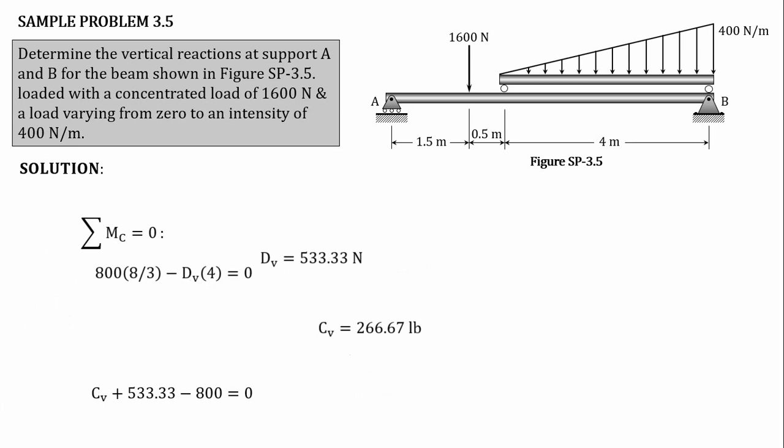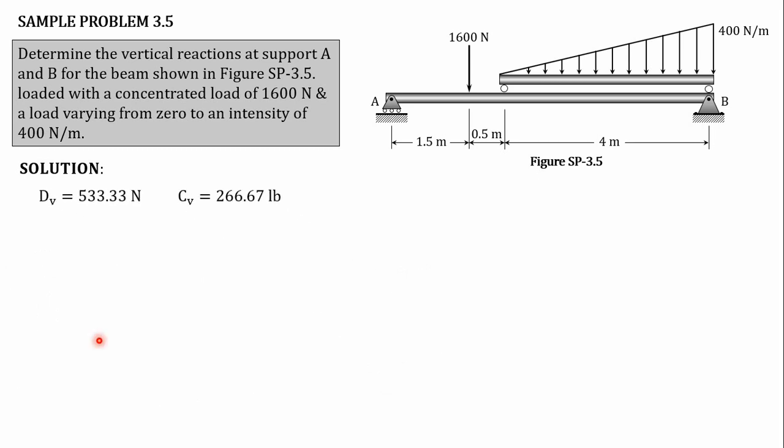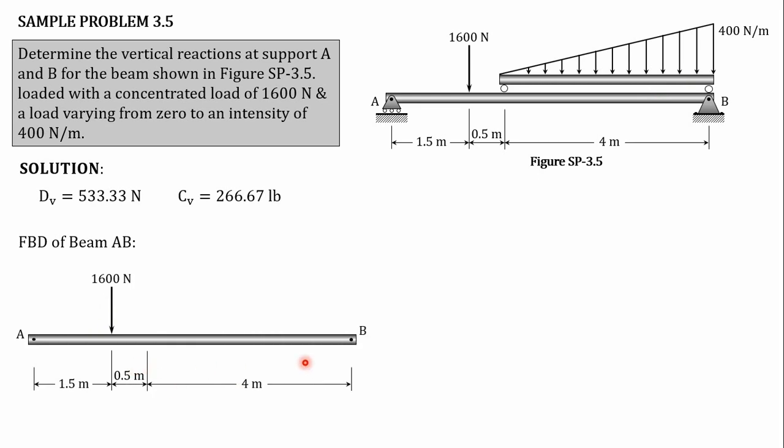Okay, so I will just arrange this, class. That is our dV and this is our CV. Free body diagram of beam AB. The next thing we do, class, is draw the free body diagram of beam AB. This is our beam AB, and it has a concentrated load of 1,600 Newton.